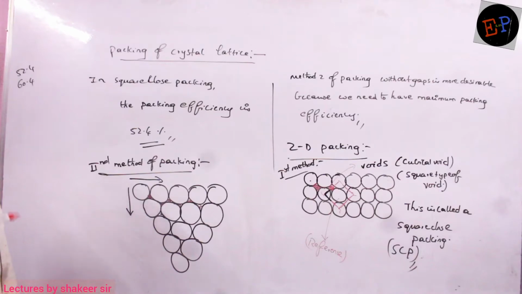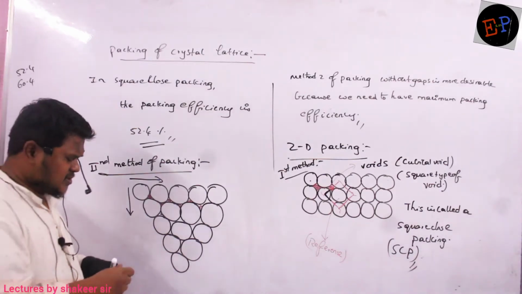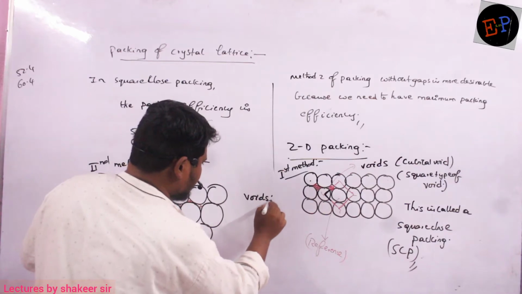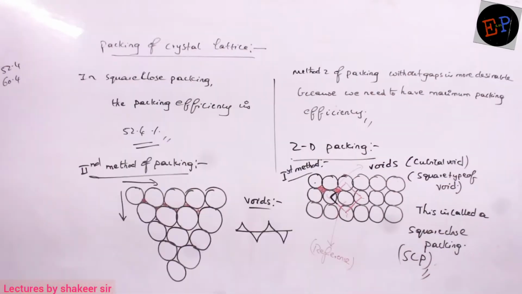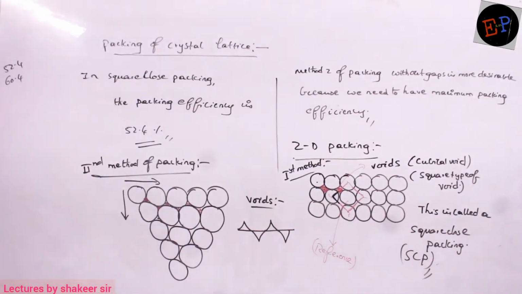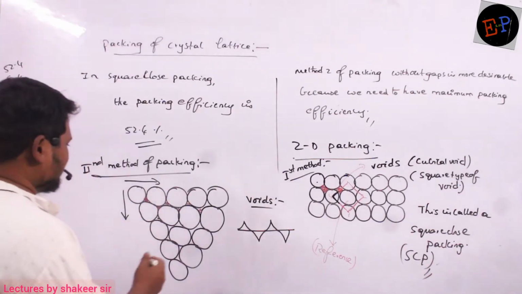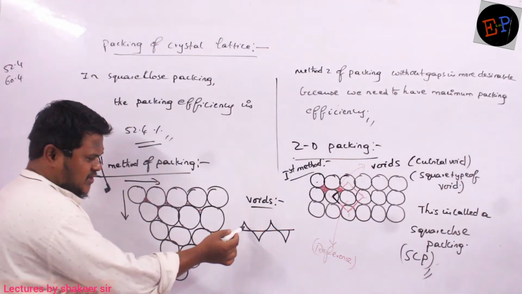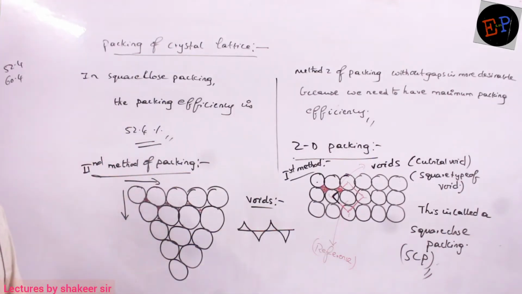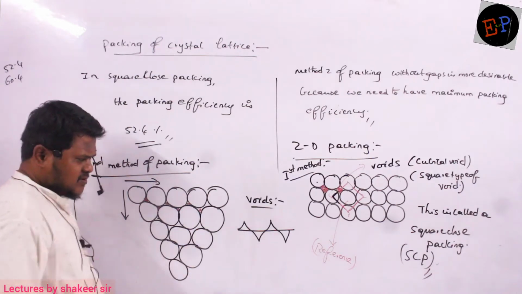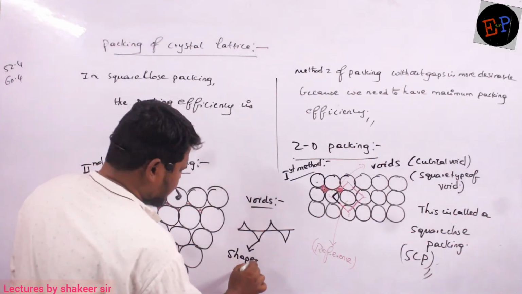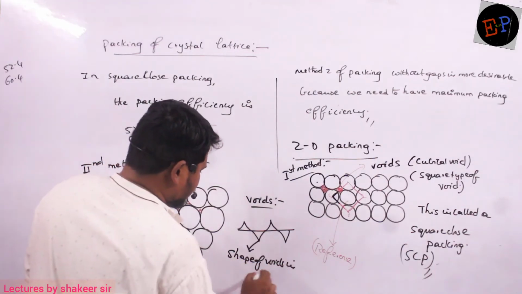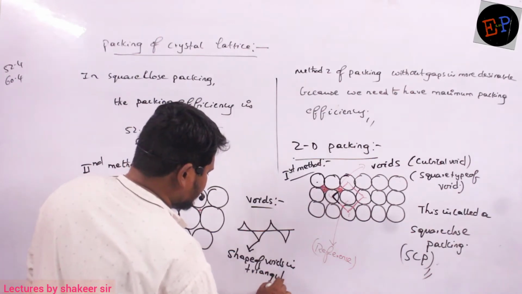Tell me how the voids are arranged. So voids, if I draw here, will be somewhat like this. So this is the second type of arrangement, and these are the voids. One void is above the reference and one void is below the reference. Now can you say what is the shape of these voids? Triangular shape. This is the shape of the voids.